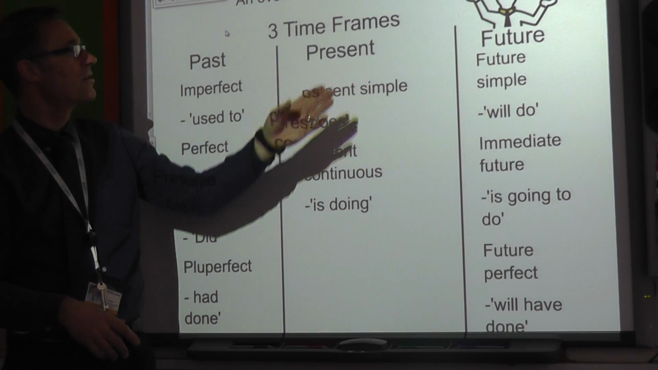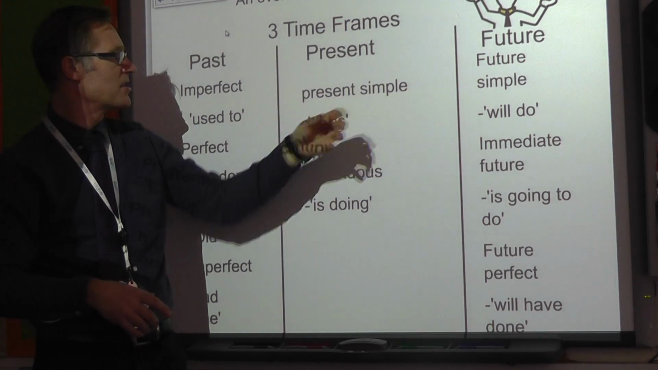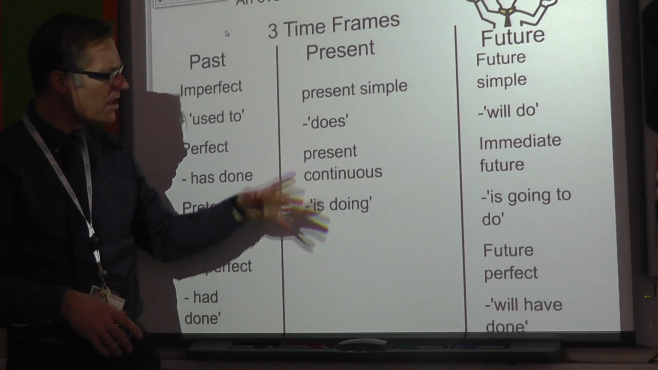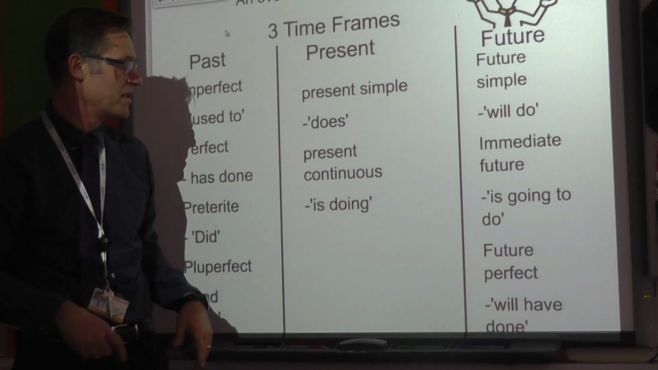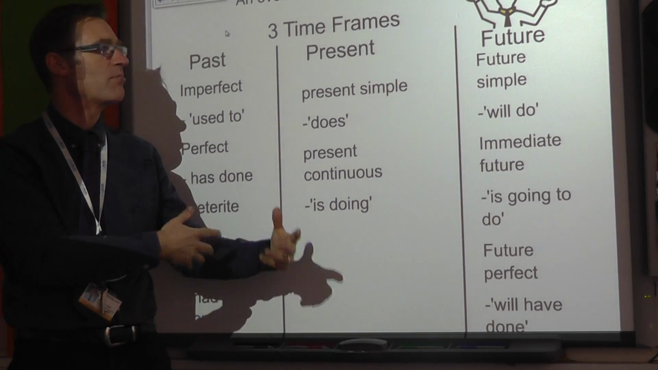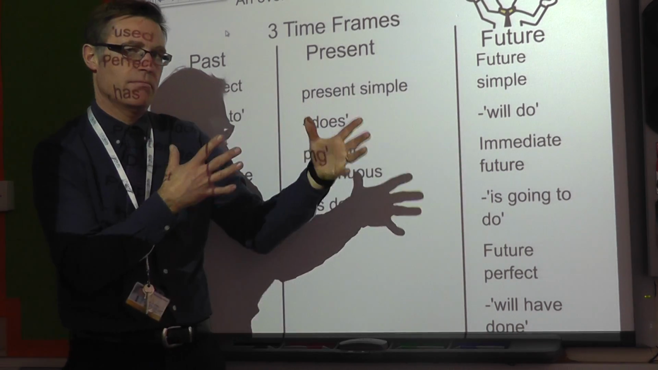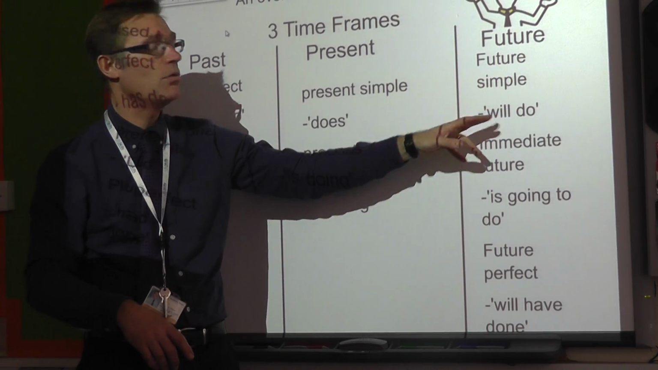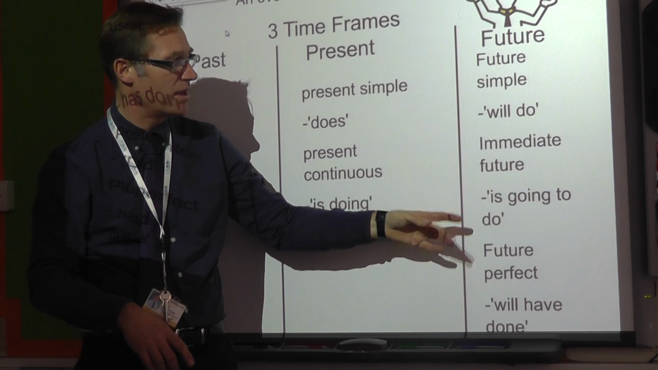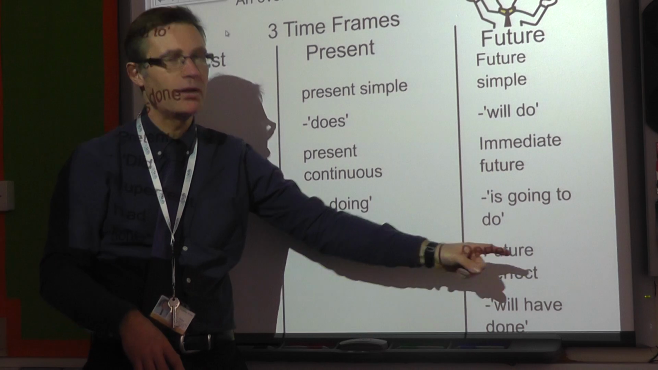And then we move to the second time frame, the present time frame. And we've got present simple, does. So habitual actions, regular activities. A present continuous, is doing, at the moment, is doing. I am presenting at the moment. And then a future time frame, made up of 3. We've got a future simple, will do. The immediate future is going to do. And then this idea of this future perfect, will have done.